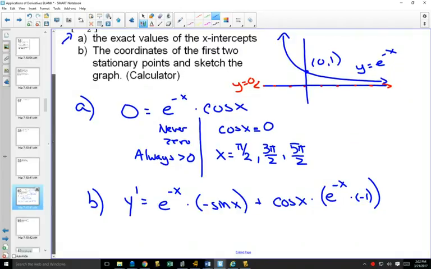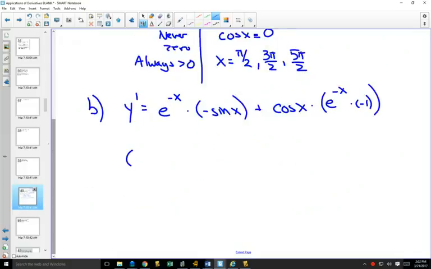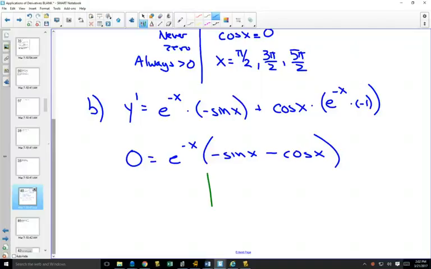Now, in order to find our stationary points, we set our derivative equal to 0. Notice you can factor an e to the negative x out. That will leave you with negative sine x plus cos x, or cos x minus sine x. Oh, actually, here, I'll write it out. This will have a negative sine x. When we factor that out, we are still left with a negative cos x because of the negative 1. So when this is equal to 0, if we split it up here, either e to the negative x equals 0, which we already figured out is never 0 from before, or this is equal to 0. In other words, when is negative sine x equal to cos x?